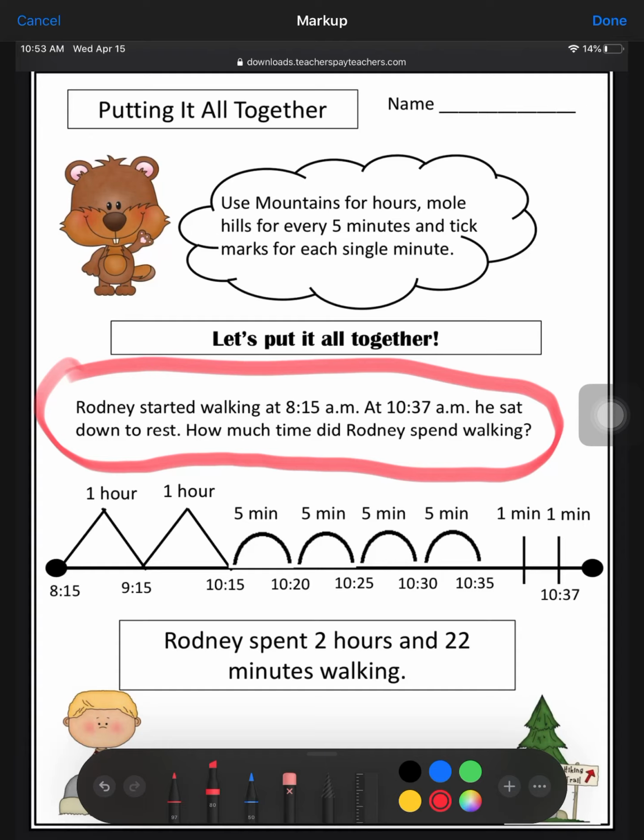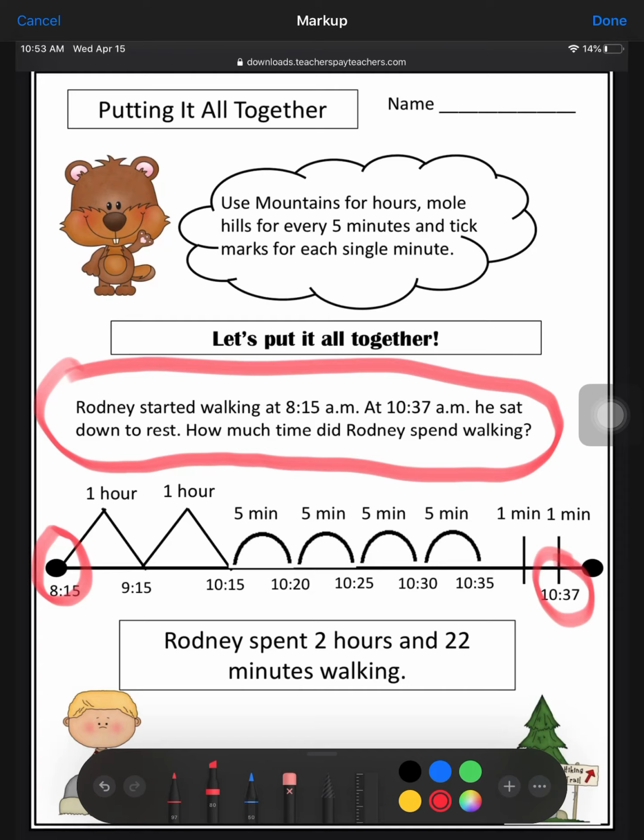So this is our question today, and that seems like an awful long walk. We're going to start by counting hours. The starting time was 8:15 a.m. and the ending time was 10:37 a.m. We're going to get as close as we can using hours. And then when we get as close as we can with hours, we're going to count by fives until we get as close as we can. And then we will switch to counting by ones.